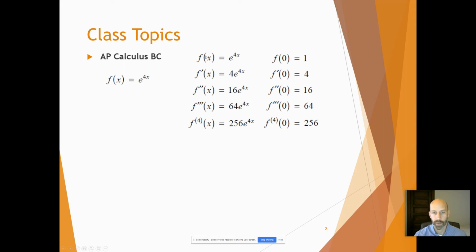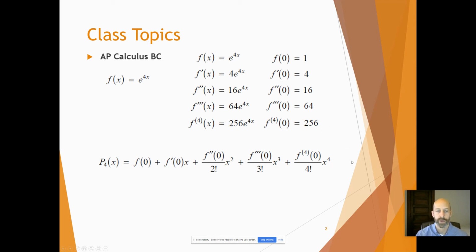And so what we're going to do is we're going to use the function and the derivatives of the function and calculate those at 0. And we're doing the fourth derivative because we're going to find the fourth Maclaurin polynomial for this, degree 4 polynomial. And so now we can just substitute f of 0 plus f prime of 0 times x plus f double prime of 0 over 2 factorial x squared, etc., all the way up to the degree 4 term.